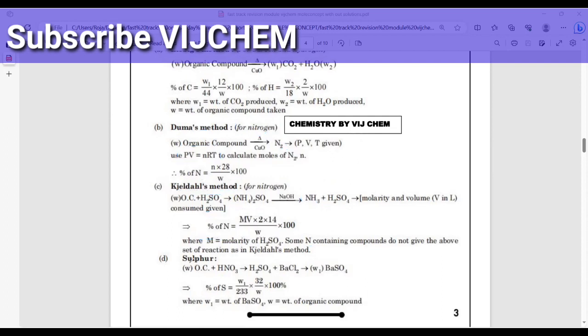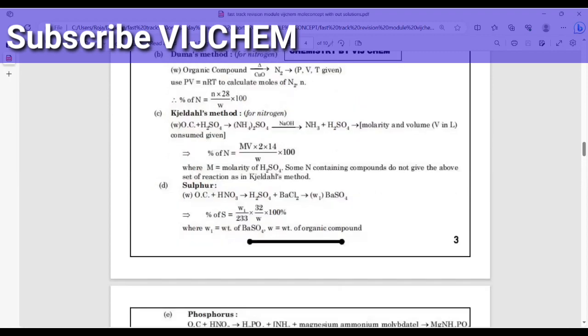Next, if sulfur is there, it is converted into sulfuric acid and treated with barium chloride. The sulfuric acid is precipitated as BaSO4. BaSO4 molecular mass is 233. The mass of barium sulfate collected is W1. Sulfur mass is 32, molecular mass 233, so 32 by 233 into mass of the barium sulfate obtained divided by mass of the sample, into 100. This is how we find the sulfur content in the given compound.